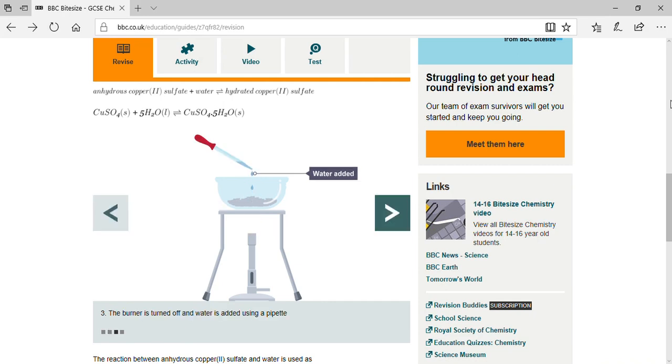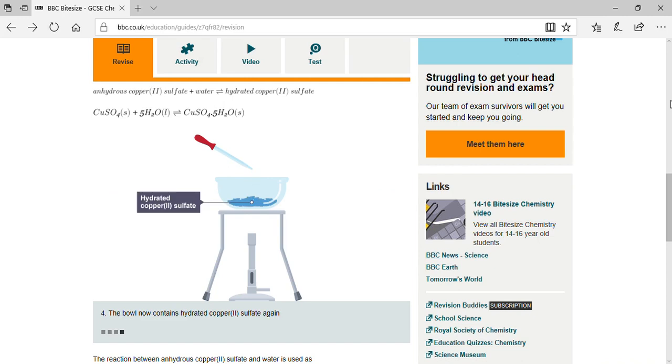And again, suppose you add a few drops of water over there, then again it will convert into hydrated copper sulfate. Do you understand that? So that's why this reaction is also considered a reversible reaction, okay?